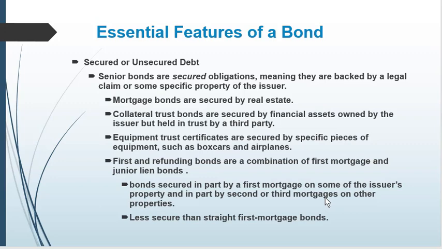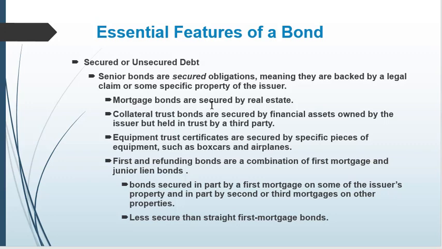Different types of debt, right? We have secured debt and we have unsecured debt. So senior bonds are referred to as secured obligations, right? Senior bonds are secured obligations. That is, they are backed by some type of asset. Like a mortgage bond is secured by real estate. Corporate trust bonds are secured by financial assets, and equipment trusts are secured by pieces of equipment like boxcars or airplanes.